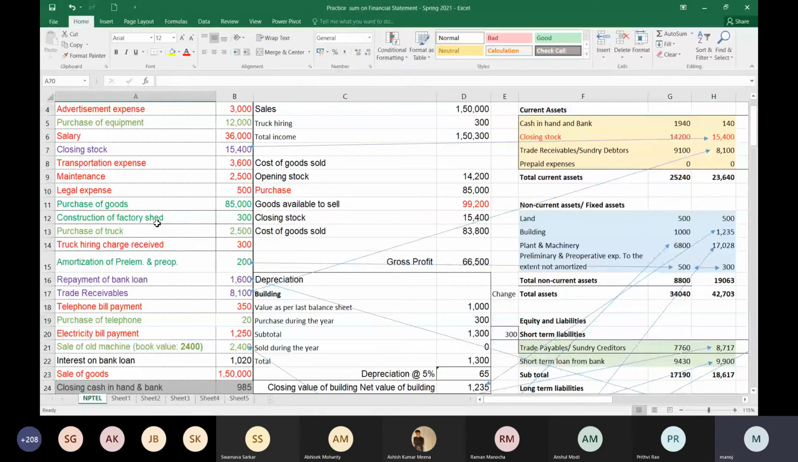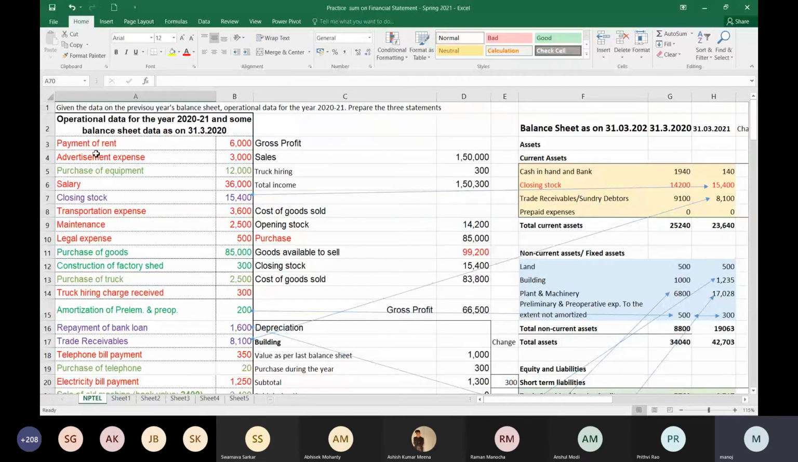Now, I started this in the previous lecture, that this is the operational data and some balance sheet data. Operational data for the year 2021 and some balance sheet data as on 31/3/20. As you might remember, balance sheet refers to a particular date, whereas operational data, profit loss account, cash flow refers to a period like 2020 to 21. Okay, so 1st of April to 31st March next year. That is the period. So during the period, you paid a rent of 6,000. During the period, you incurred advertisement expenses of 3,000. Likewise, these are some of the expenses that you have incurred.